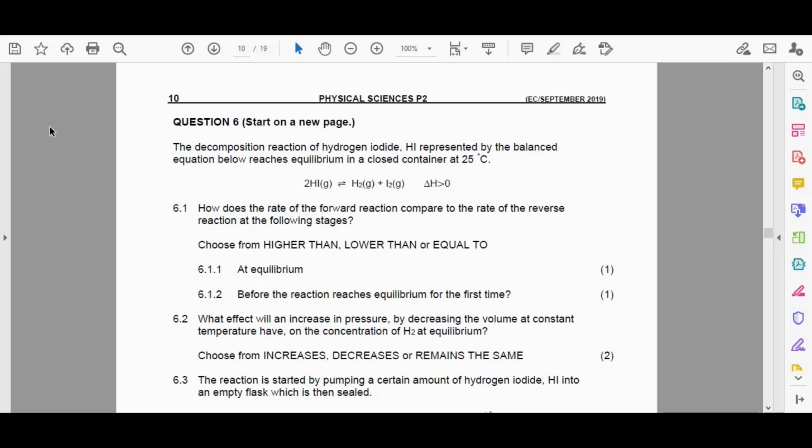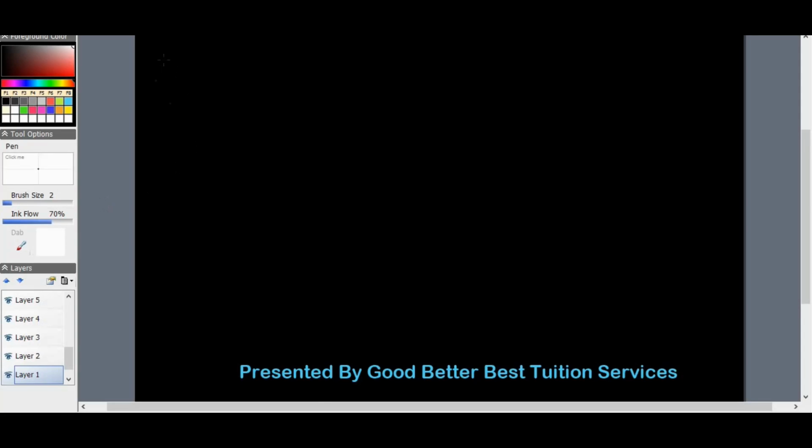Well, for 6.1.1, they're asking, at equilibrium, how does the rate of the forward reaction compare to the rate of the reverse reaction? Well, at equilibrium, that's pretty basic, that's pretty simple. Let me just get my board open. Okay, this is question 6. So for 6.1.1, we'd write down equal to, because if the reaction is in equilibrium, the rate of the forward reaction is equal to the rate of the reverse reaction.